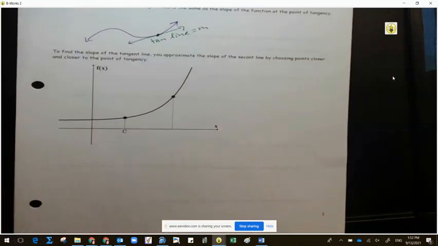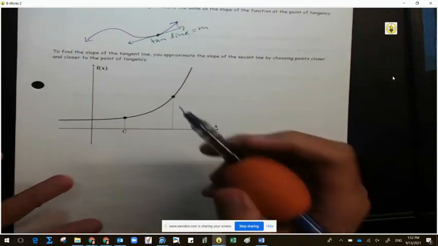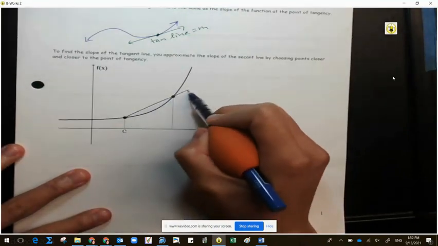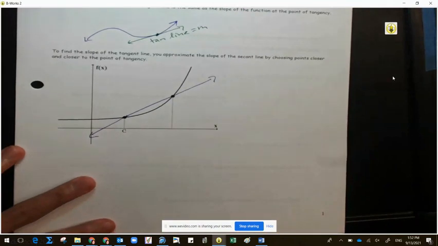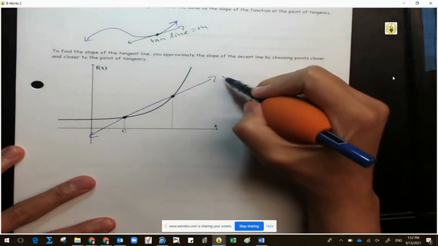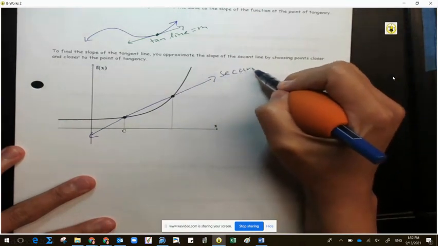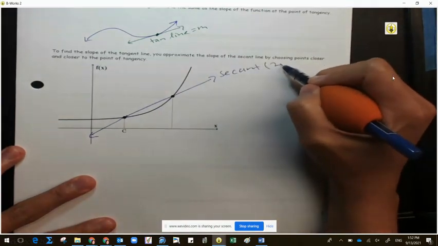All right, anyone remember what this line is called when we are passing through 2 points in geometry? Array. Array, okay, kind of. It's called the secant line. And it's secant because it's passing through 2 points.